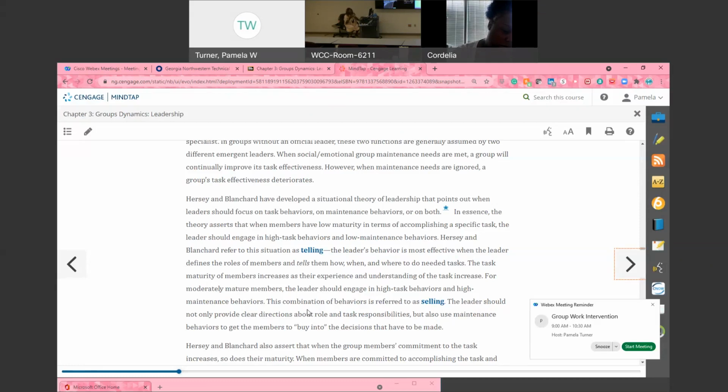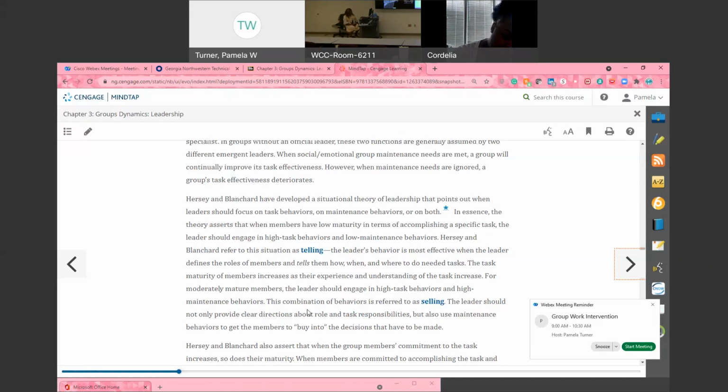So if you are moderately mature, and that means like grown up age, but ready to share and ready to be a part of the group, then you're really looking at more of a high task behavior, but also a high maintenance, right? The maintenance roles are the harmonizing, the people that keep it together.